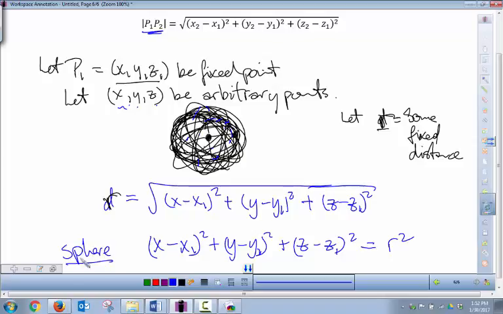This will be handy for us later on because we're going to be asked to describe spheres, write equations of spheres, and represent spheres using x's, y's, and z's. And then I need you to be able to distinguish a graph that looks like a cylinder versus a graph that looks like a sphere.